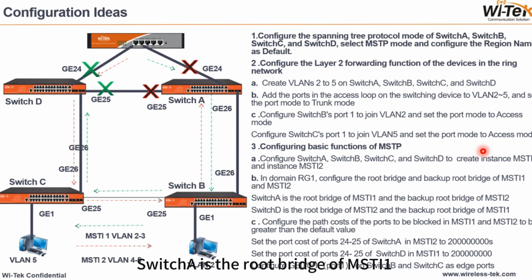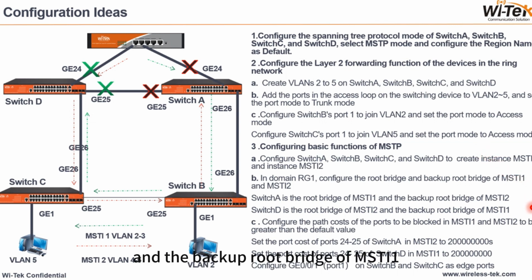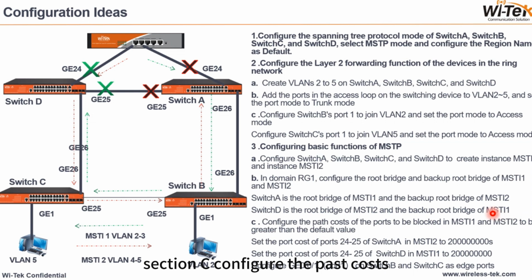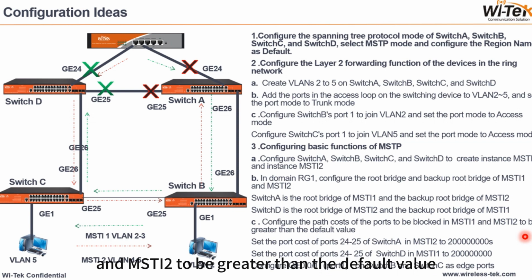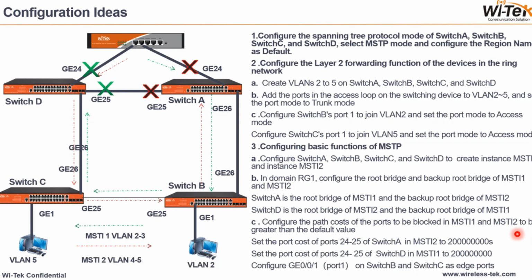Switch A is the root bridge of MSTI1 and the backup root bridge of MSTI2. Switch D is the root bridge of MSTI2 and the backup root bridge of MSTI1. Section C. Configure the passcodes of the ports to be blocked in MSTI1 and MSTI2 to be greater than the default value.